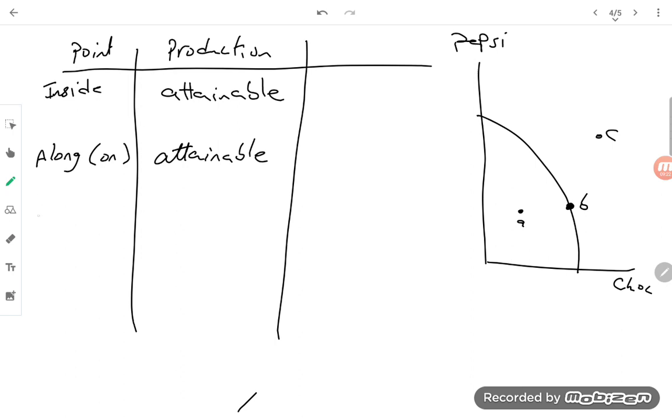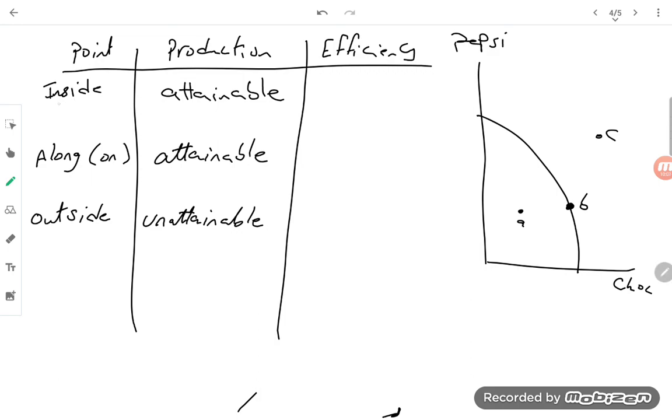What about point C, which is outside PPF? Point C is unattainable, which means that you do not have resources to produce this combination. So in terms of production, a point inside is attainable, a point along is attainable, a point outside is unattainable. What about efficiency? When we talk about efficiency, we are going to talk about waste. Do we have any waste in resources if you are going to produce this combination or not? Do we have any unused resources?